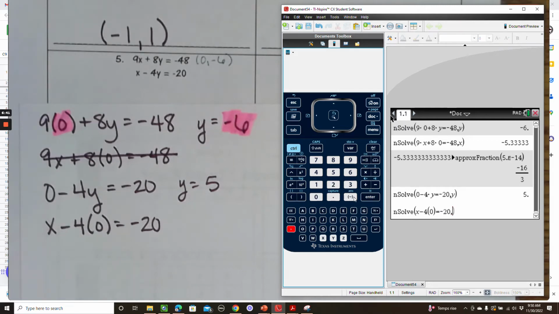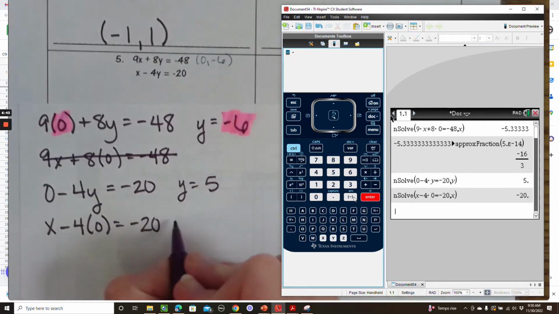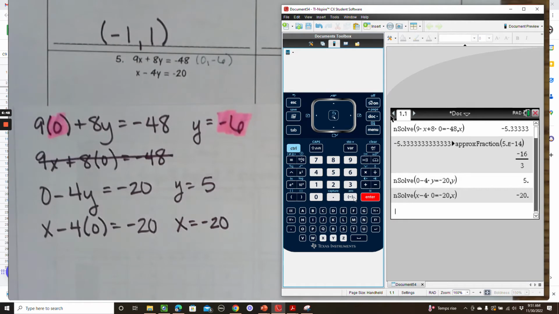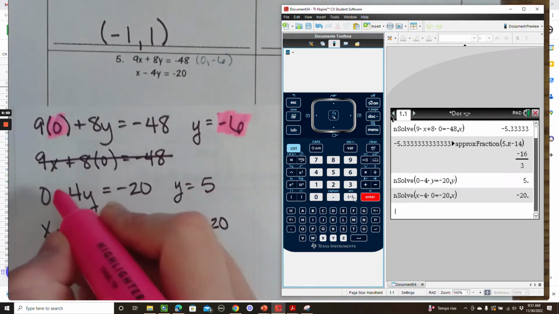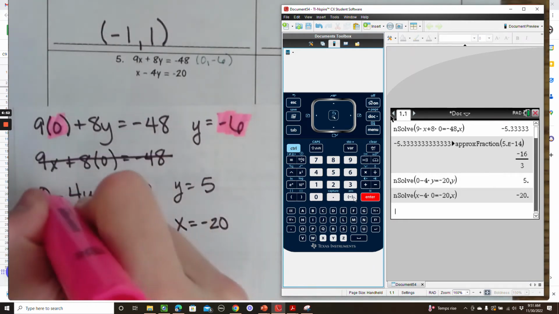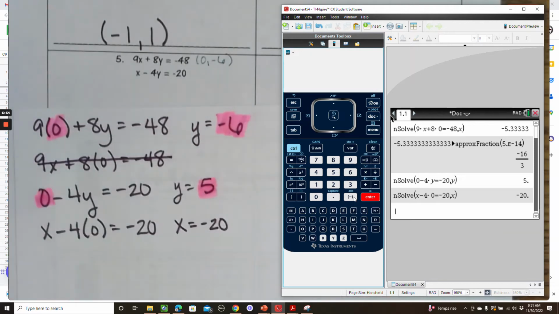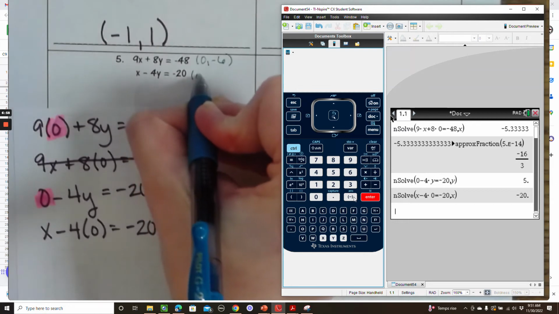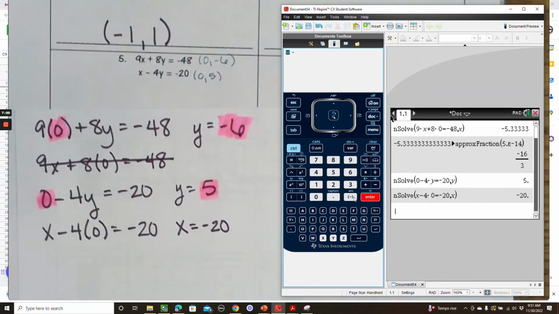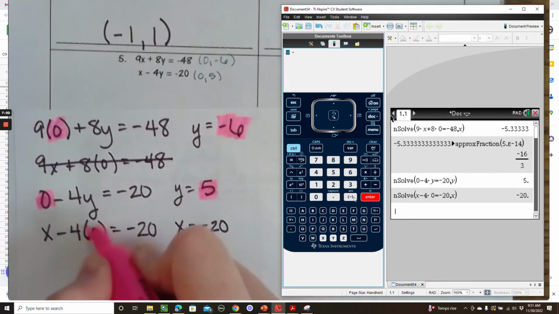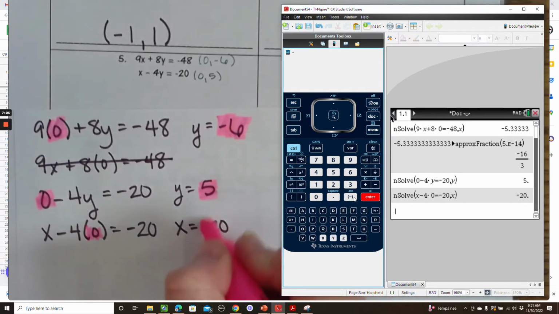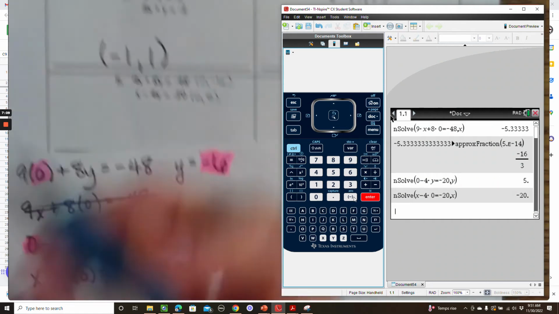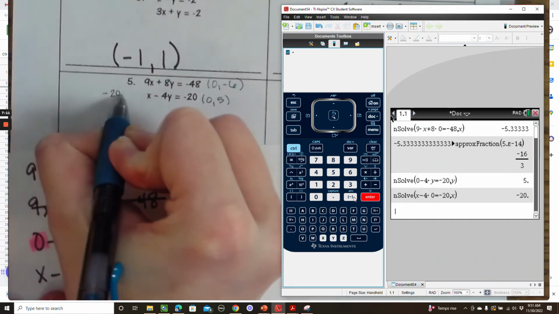Negative 20, comma x. And I get x equals negative 20. So now I've got 2 sets of ordered pairs here. My x was 0 here, and my y was 5. So that's a good point for this one: 0 comma 5. And then the other good point, I made the y 0 and the x negative 20. So you got to flip it. X comes first. So negative 20 comma 0.